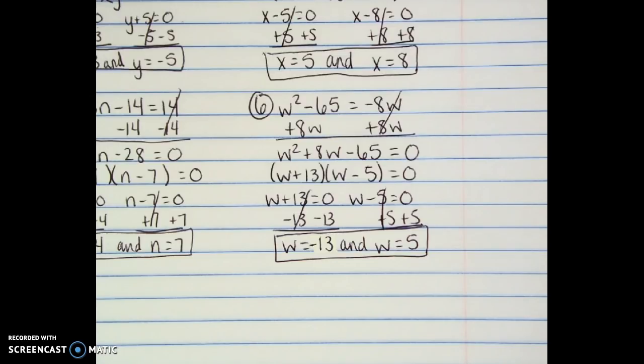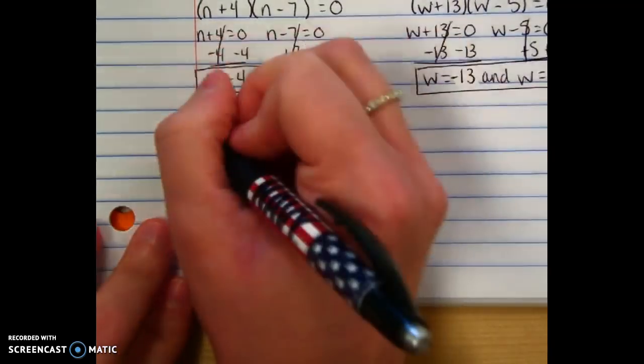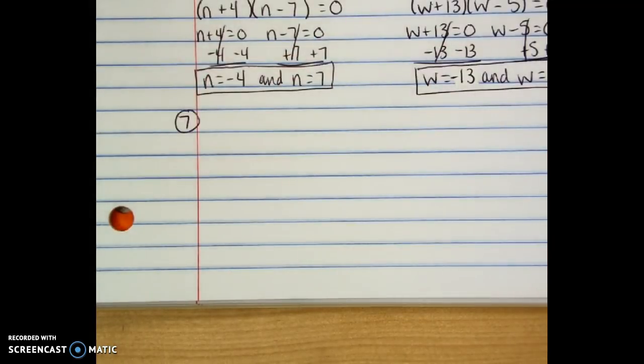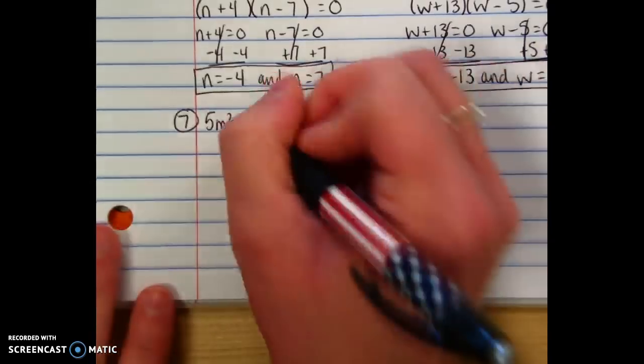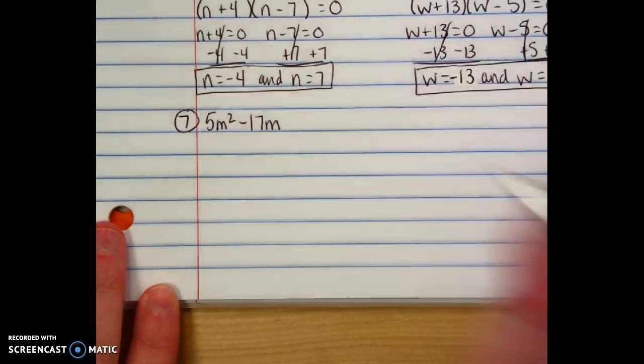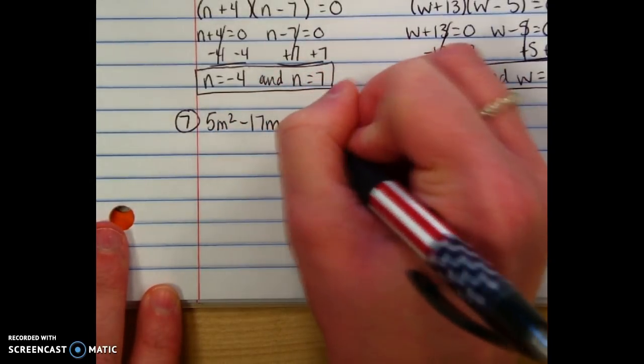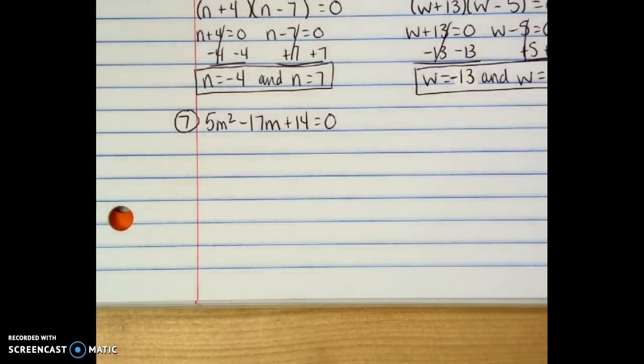Now the last two that we do, you're going to have to do slide, divide, slide. Yep, those are coming back as well. So let's look at number 7: 5m squared minus 17m plus 14 equals 0. I didn't give you any today where you're going to have to take out the GCF first. I wasn't that mean. If you don't remember slide, divide, slide, you might need to go back and watch a video on it.